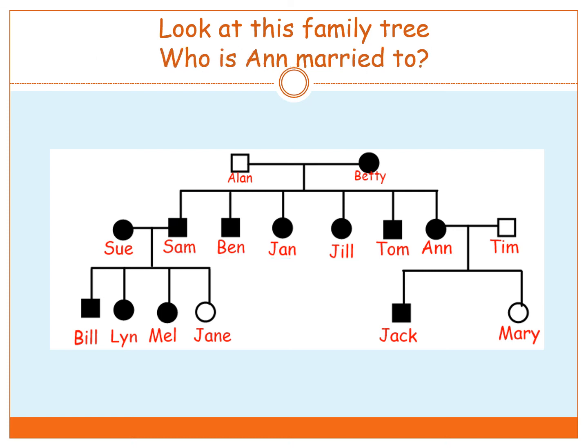Right, the next question is, who is Anne married to? So pause the video and try to come up with the answer on your own. So the answer would be, first of all, you need to find Anne. And when there is a branch coming out of it, that means that the person is married to that other person. So in this case, it would be Tim.